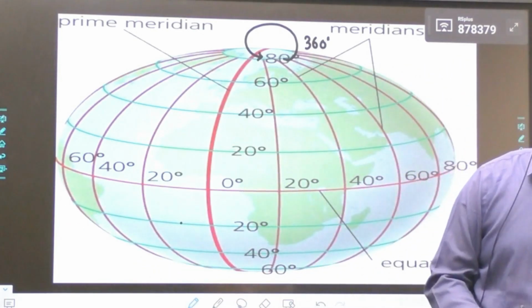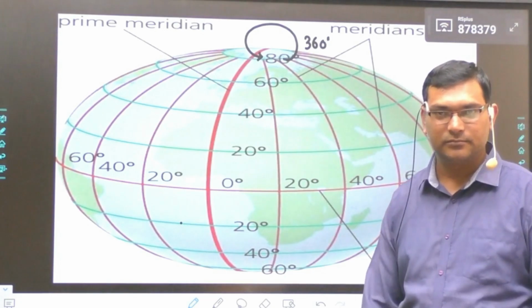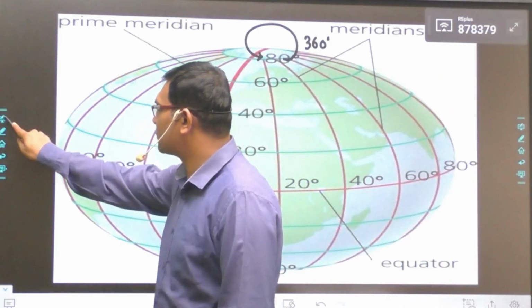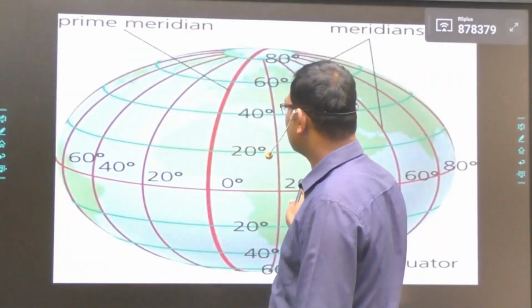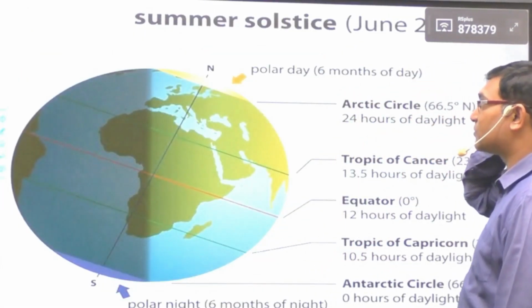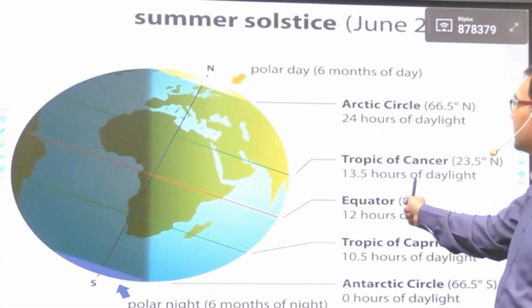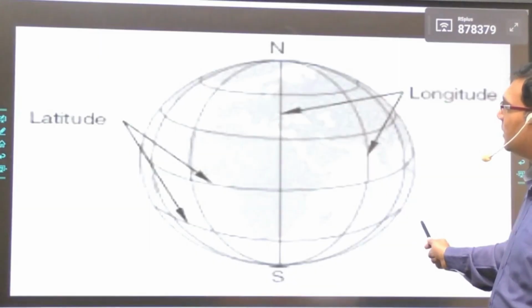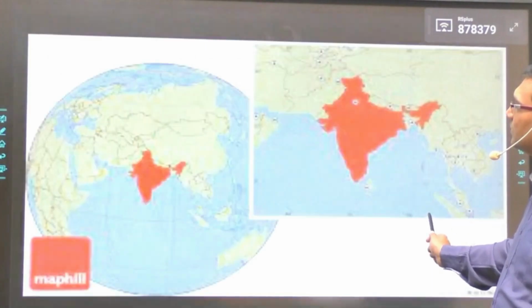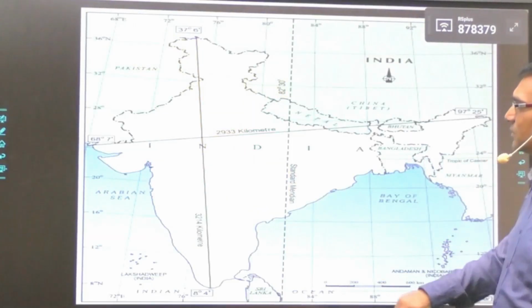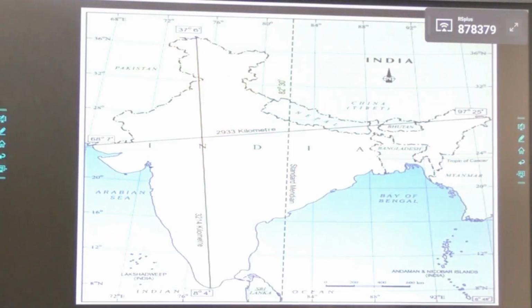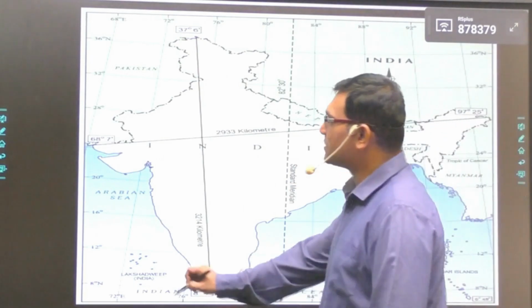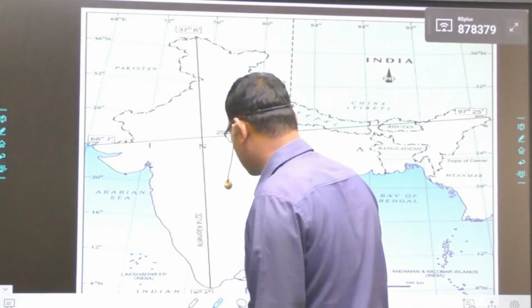So where does India fall under this category? Let us see that. India falls under this category. You see, this is your summer solstice. I'll come to this later. But not there. Where is the India map? Now, you see, where does India fall? India falls in this category, like here you see.